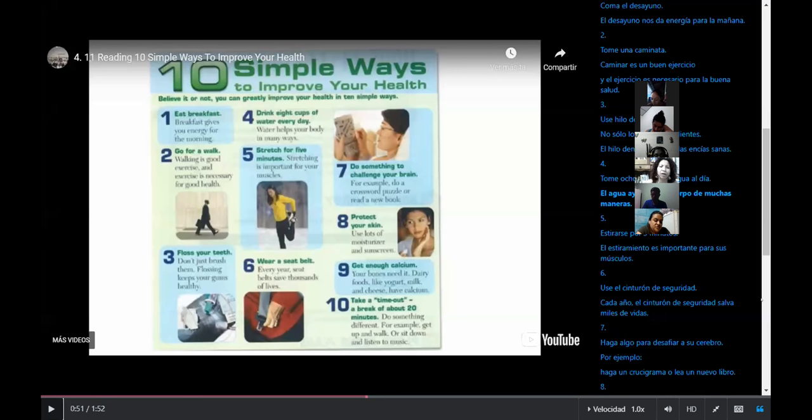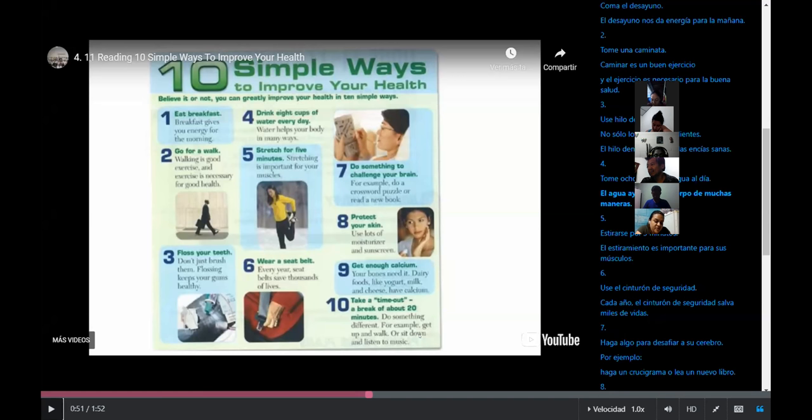Number 9, Nady. Get enough calcium. Your bones need it. Dairy food like yogurt, milk, and cheese have calcium. Thank you. Number 10, Noemi. Take a time out, a break of about 20 minutes. Do something different, for example, get up and walk, or sit down and listen to music.